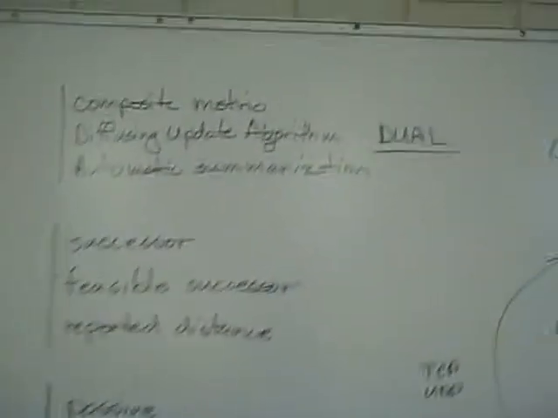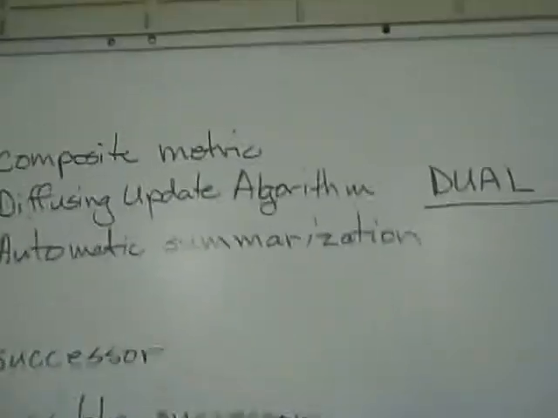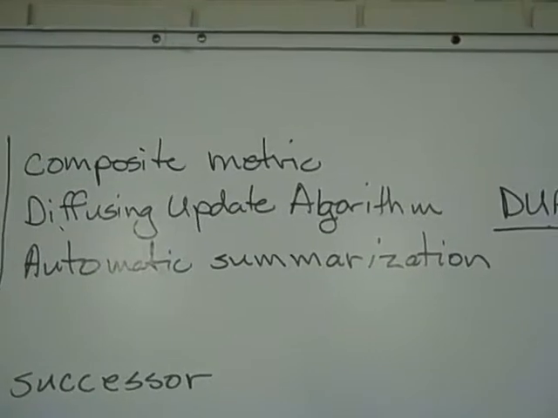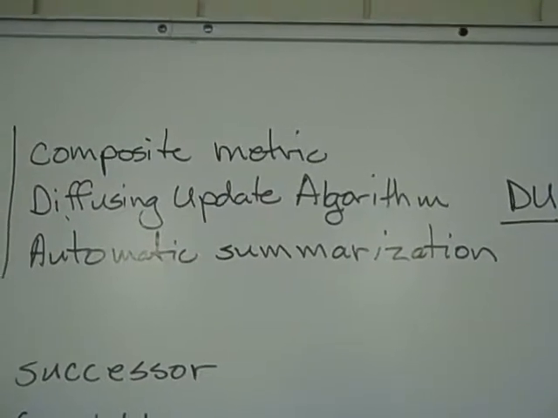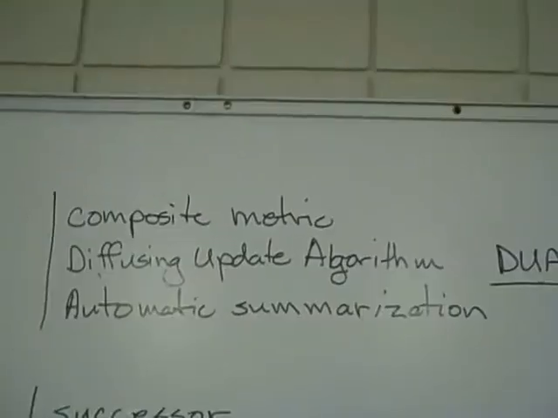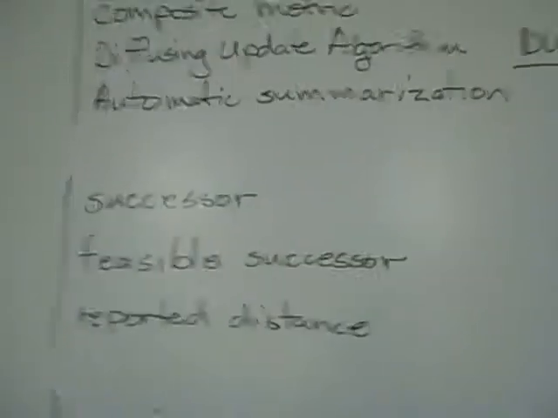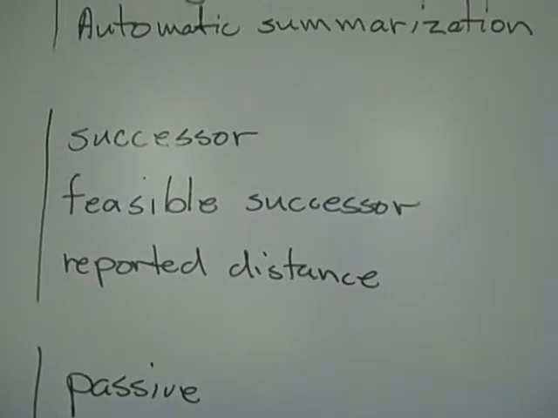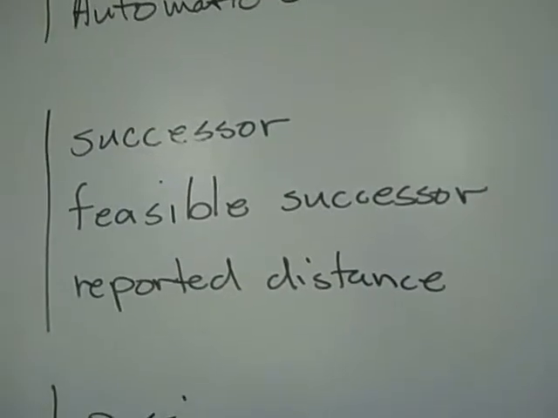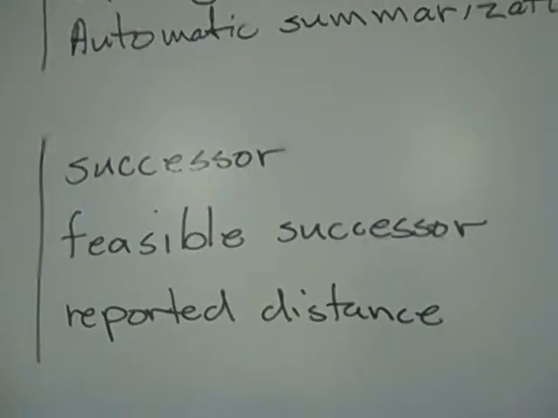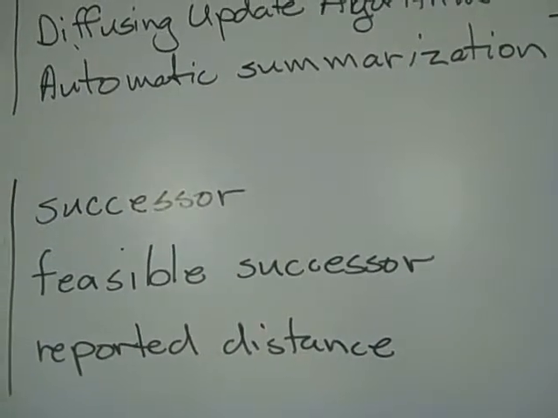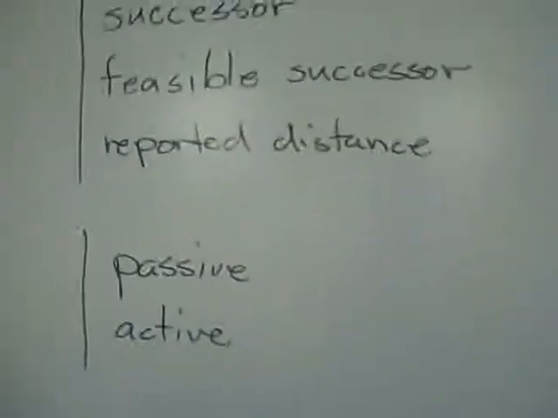And then we went through all these terms. We reviewed and actually talked a little bit about each of these. Composite metric: it uses multiple metrics to create its metric. DUAL does the calculation, that's the algorithm, and it does automatic summarization. We just went over successor is where it's going to go. A feasible successor would be the next option. And reported distance is the distance we get from one of our neighbors, telling us how far it knows to the networks, to connected networks.